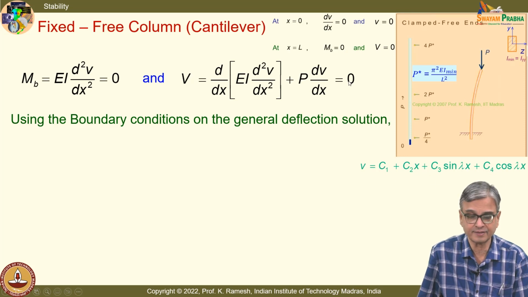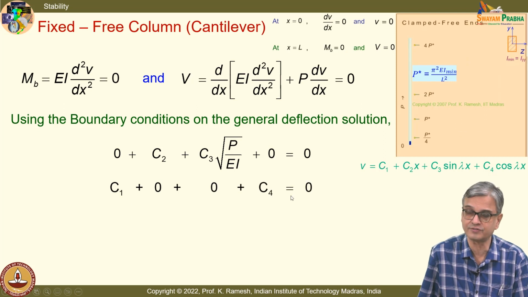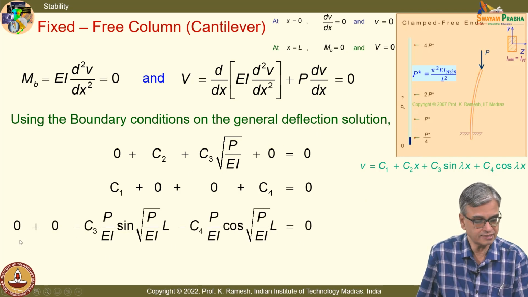So, when I substitute dV by dx equal to 0, I get 0 plus C2 plus C3 square root of P by EI plus 0 equal to 0. Then I have V equal to 0, so I have C1 plus 0 plus 0 plus C4 equal to 0. Then I have MB equal to 0. So, when I do this, I get 0 plus 0 minus C3 P by EI sin of square root of P by EI multiplied by L, minus C4 P by EI cos of square root of P by EI times L, equal to 0. The L is outside, it is not inside the square root.